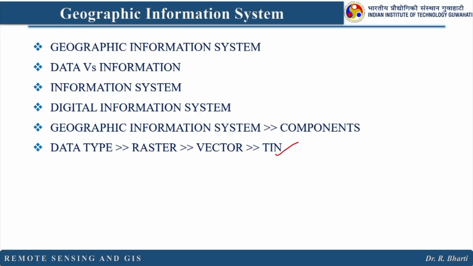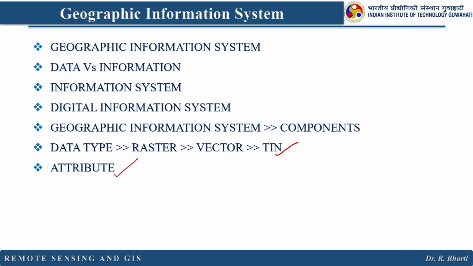And there is a third type of data which is known as TIN, triangulated irregular network. This is considered as a different category, where we do not consider TIN as either raster or vector. So, this is the third category of the data type. Now, this TIN is very important in generating the digital elevation model, or for the parameters which you have collected and want to interpolate. So this triangulated irregular network is very nice.